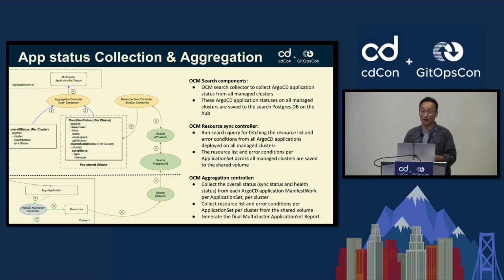Here we already ran some performance tests using this pull model. Our scenario is that we deployed 20 application sets to 500 managed clusters, so the total number of applications would be 10,000 applications in total. Within 2.5 minutes, we got all the managed clusters reported in our final multi-cluster application set report. So those are the rough performance numbers I want to share here.